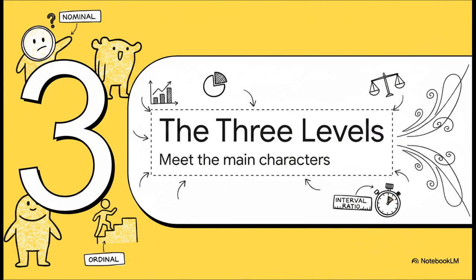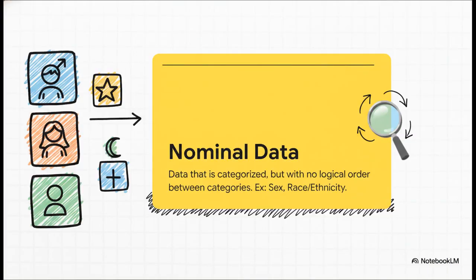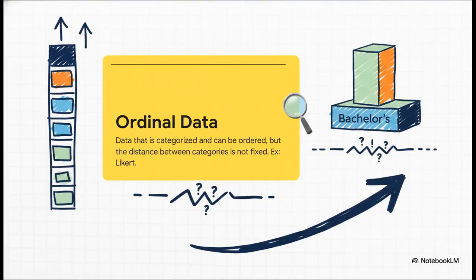So what are these levels? Well, there are really three main characters we need to get to know. We've got nominal, ordinal, and interval ratio. Let's break them down, one by one. First up, we have nominal data. The easiest way to remember this is to think of names or categories. You're basically just putting things into different boxes. For example, male or female, or different religious affiliations. The key here is there's no logical order or ranking. One category isn't higher or better than another one. They're just different.